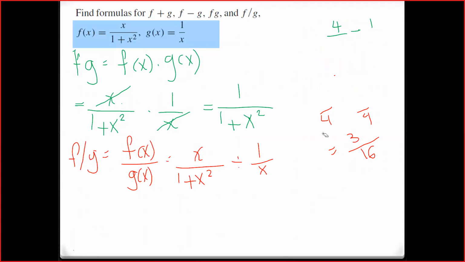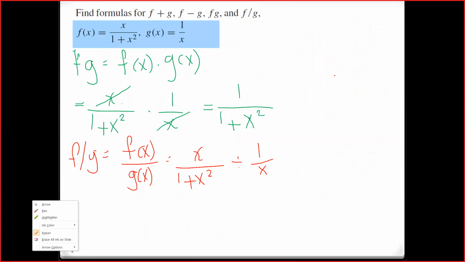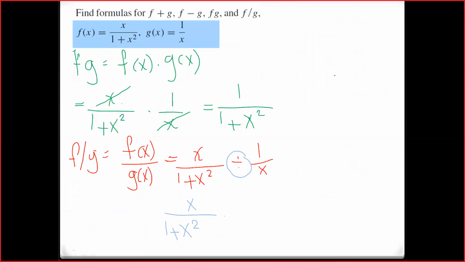Here now, in the rational expression, we can do the same. You keep the first one as it is, x over 1 plus x squared. And you will change the divide to multiply. And 1 over x, it will be what? It will be x. Then x multiplied by x is x squared over x squared plus 1. Is it clear now?